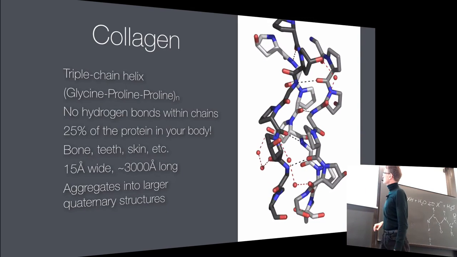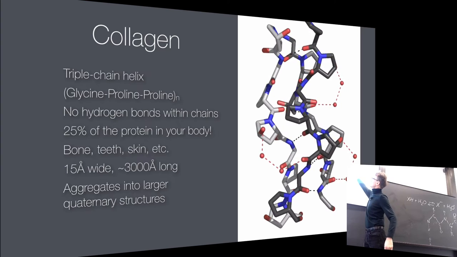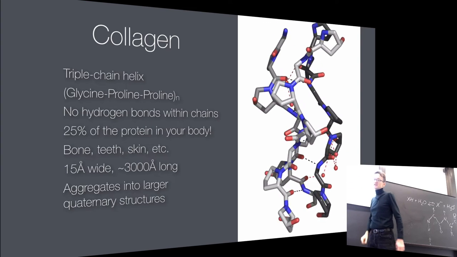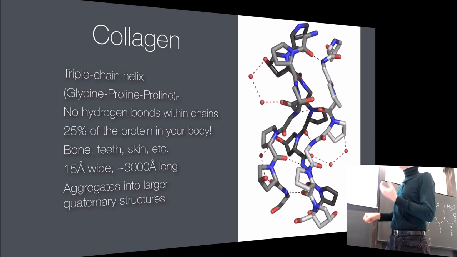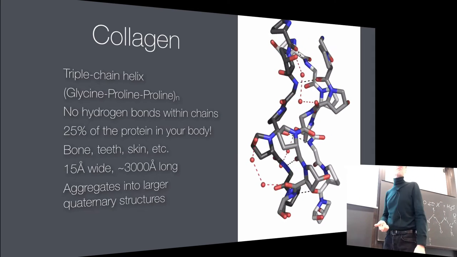You can create a beautiful chain that has first some hydrogen bonds inside the chains and then some other hydrogen bonds mediated by waters. So it's not just surprisingly stable, it's very stable. And this is the basis of bone, teeth, skin, and it's basically 25% of what you are. We are fairly boring.